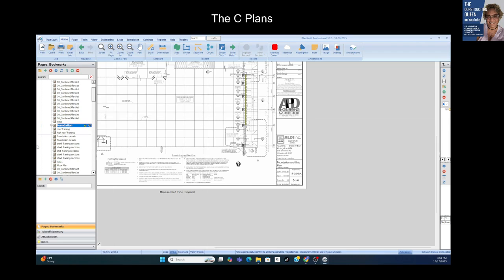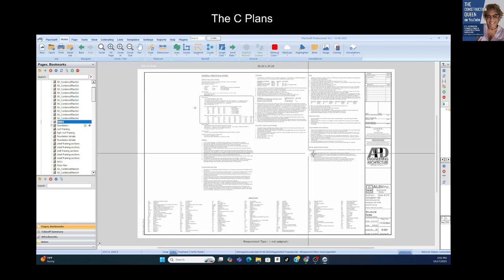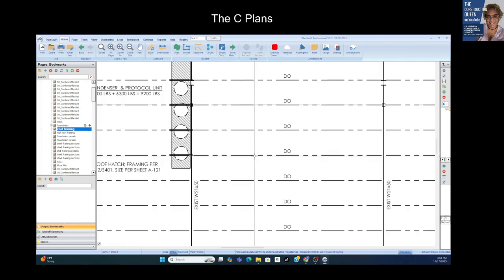Okay. All right. So that's the first part of the structural set, the foundation. Second part is the roof framing.